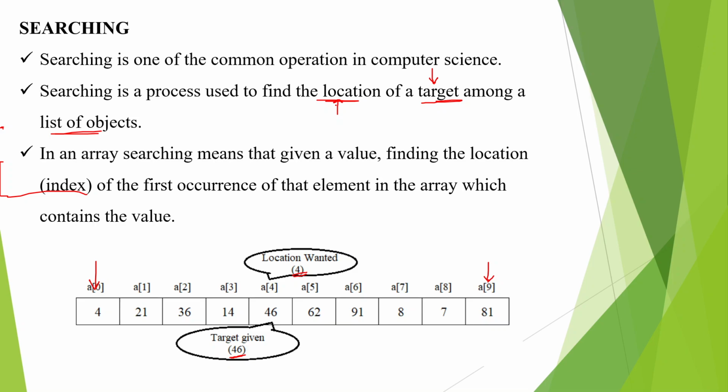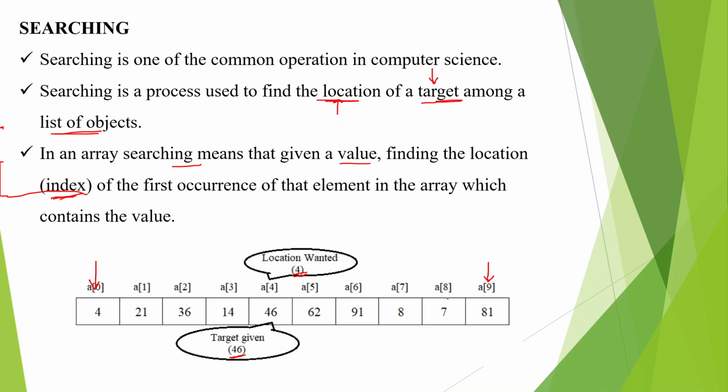Very simple technique. So in an array, searching means that given a value, here again target, finding the location, that is nothing but the index of the first occurrence of that element in the array which contains the value. There may be a possibility that we may have 46 after this as well. You may have repetition. There is no such constraint. You may have redundant, repeated item 46 once again.